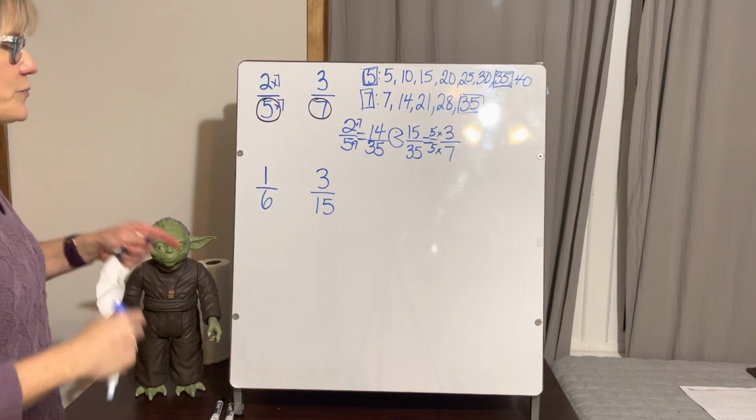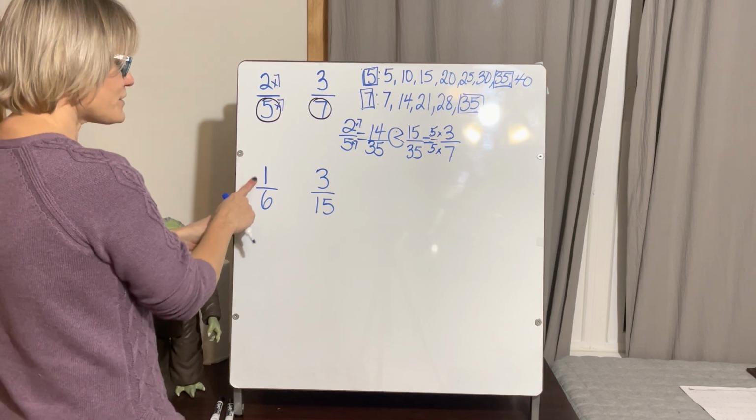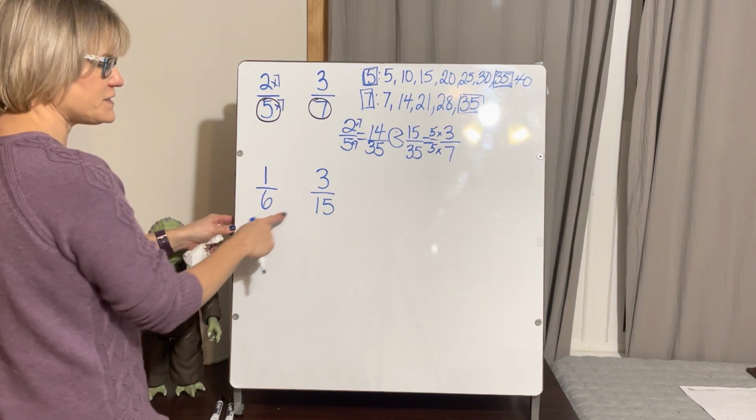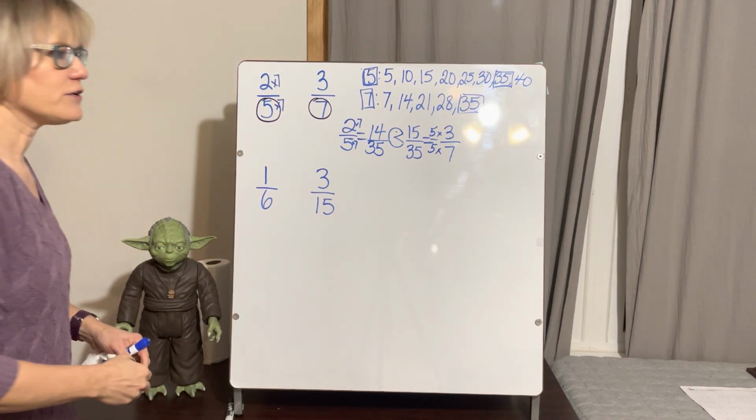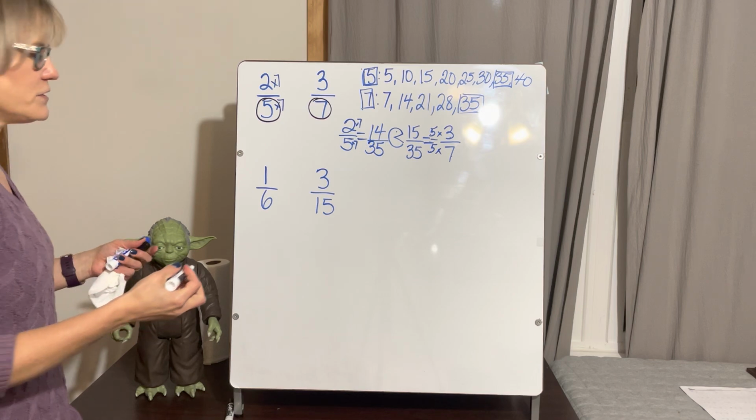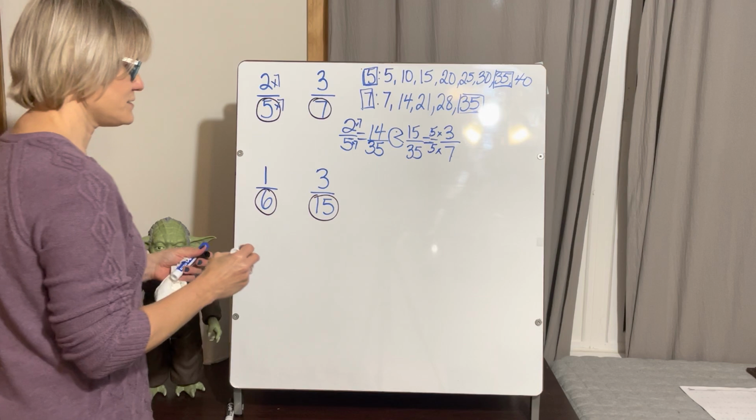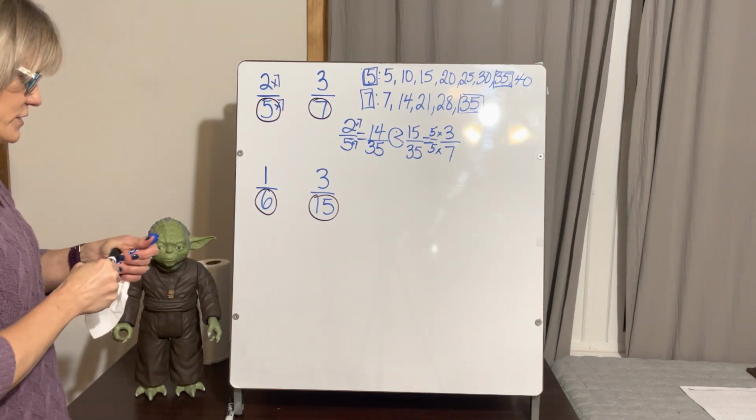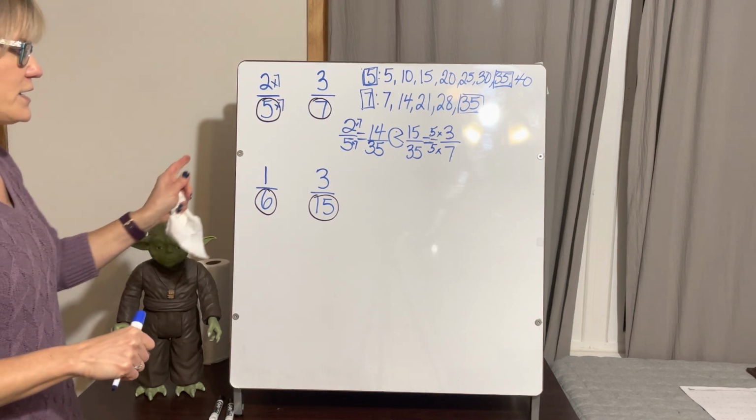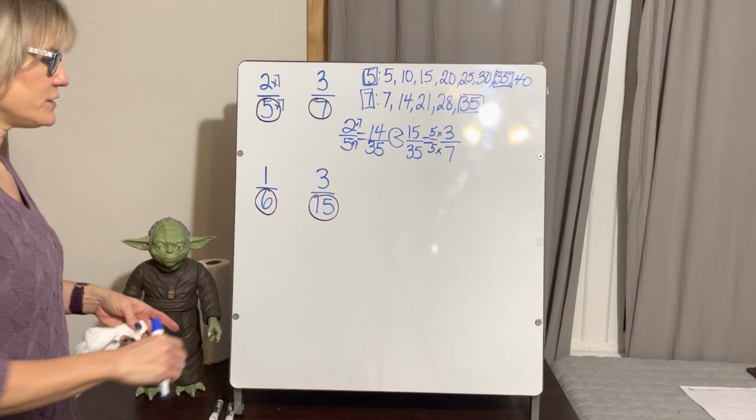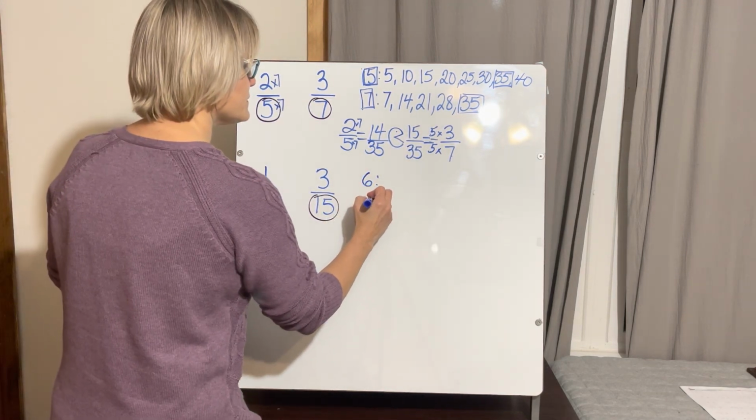Hopefully you're remembering this process. Now I've got 1/6 compared to 3/15. Once again, I'm looking at my denominators, and I can tell the number of parts in the whole are not the same. I've got 6ths and 15ths. So now I have to find the common multiple in order to create fractions that can be compared. I'm going to take my 6 and my 15.